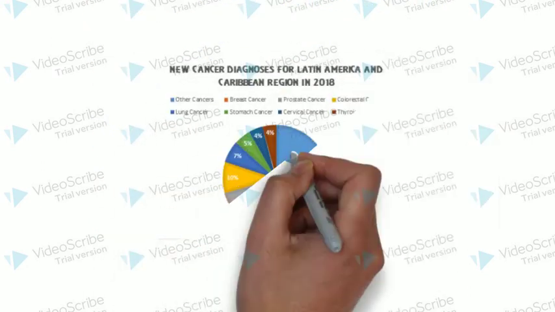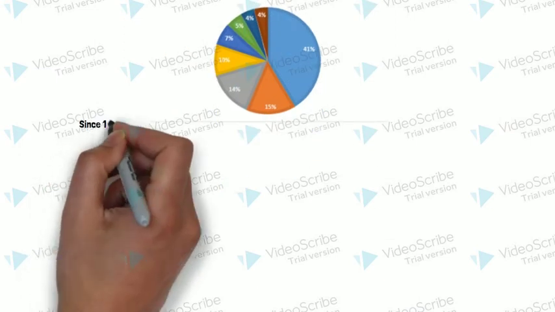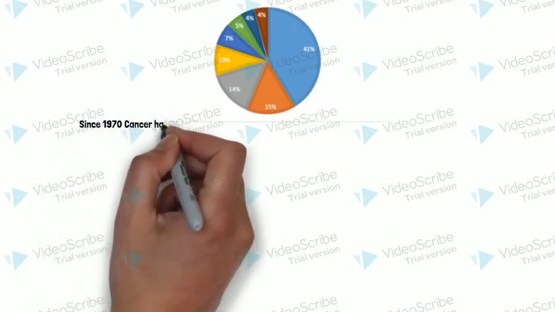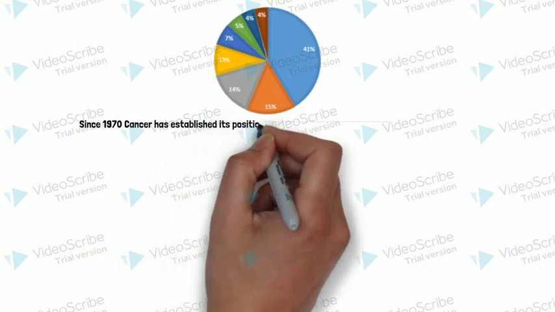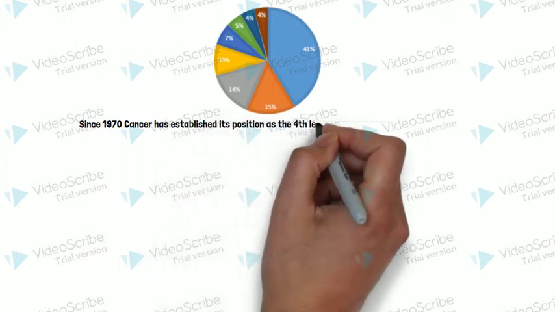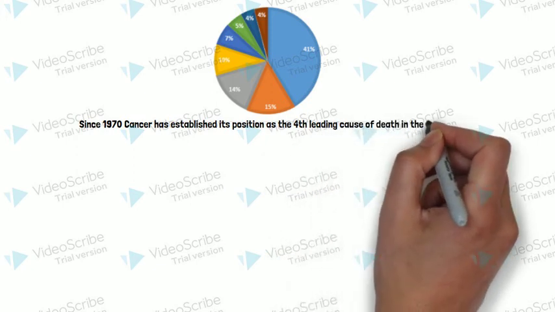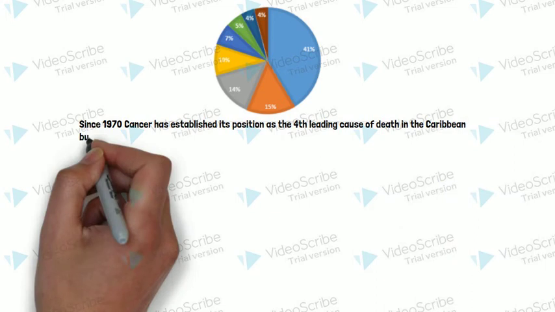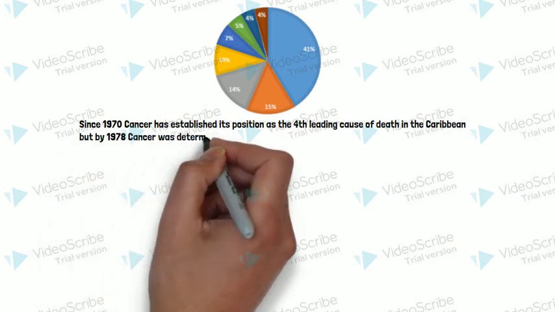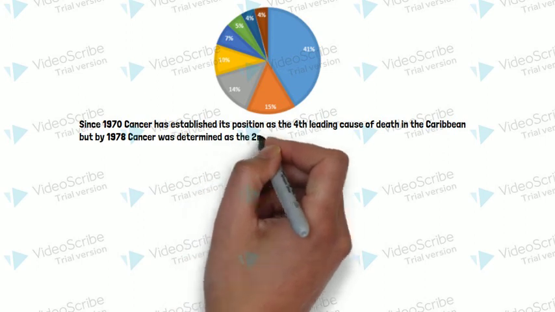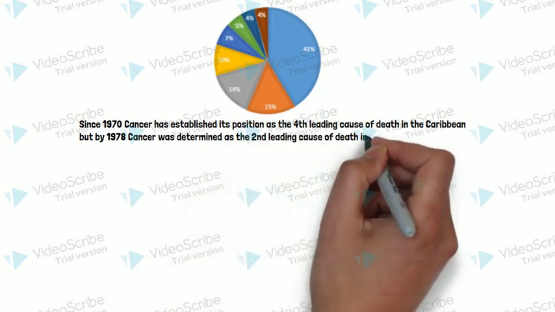of diabetes to the Afro-Caribbean ethnicities in this region, and this suggests that diabetes does have genetic links. So I'll speak of cancer next, which is the leading cause of death in the world. According to the Pan American Health Organization, the incidence of cancer among Caribbean populations has been of growing concern in recent decades. Since 1970, cancer has established its position as the fourth leading cause of death, and by 1978 it was the second leading cause of death, accounting for 13% of all deaths.